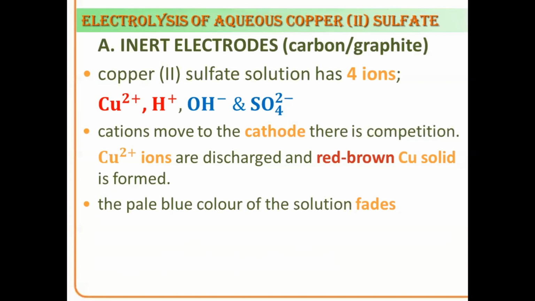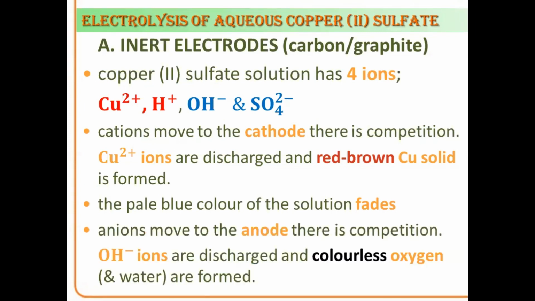But another important observation is that the pale blue color of the solution fades, or you can say the solution becomes colorless. When we go to the anode, the anions move there, and there is competition. This competition is won by the hydroxide ions that are discharged, and then we form the colorless oxygen gas. Water is also formed. Now, why is it that the hydroxide wins this competition? We have explained this before. The sulfate ion is very stable and rarely discharged from aqueous solution.